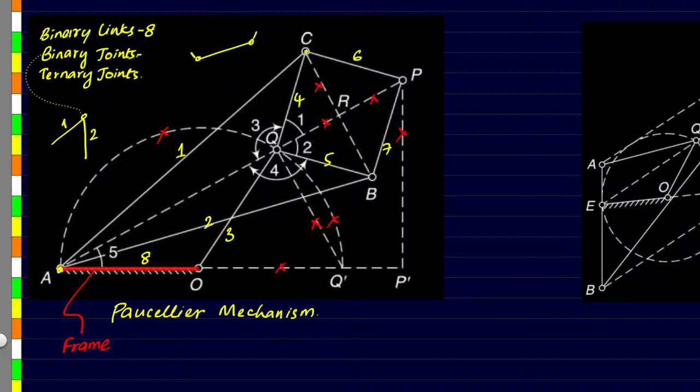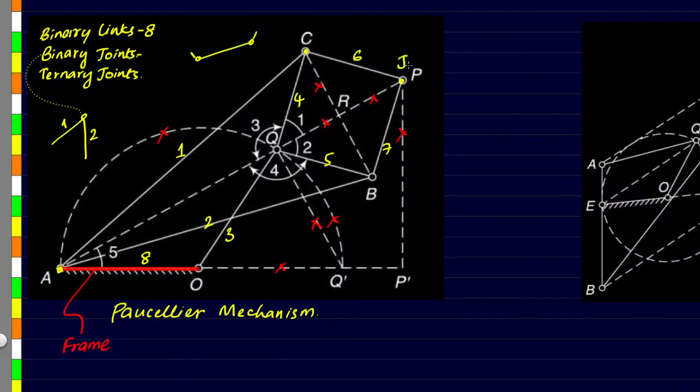What about C? Is it binary? Here also you can see three links are connected. Link number 1, link number 4, and link number 6 are all connected at C. So that is also not a binary joint. At a binary joint, only two links should be connected. Now see point P. At P, links 6 and 7, only two links are connected. So this is a binary joint.